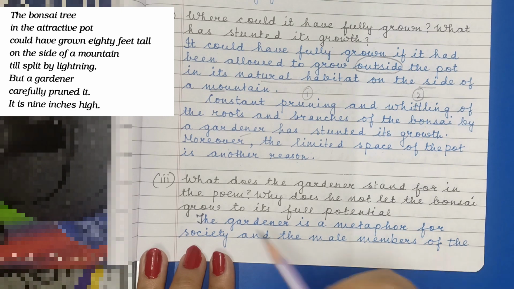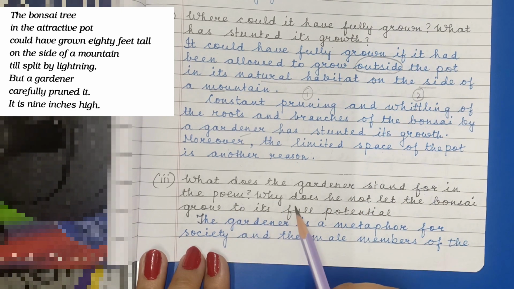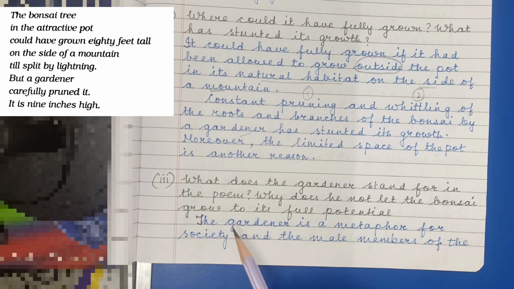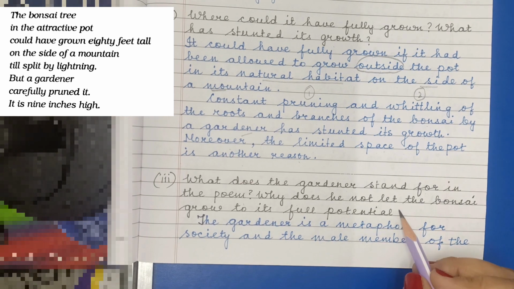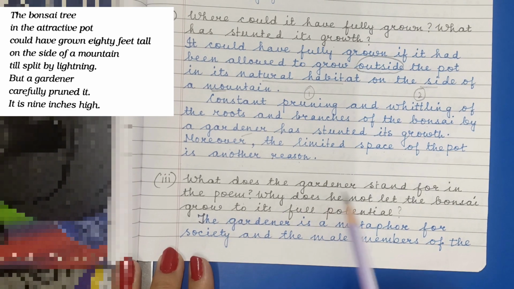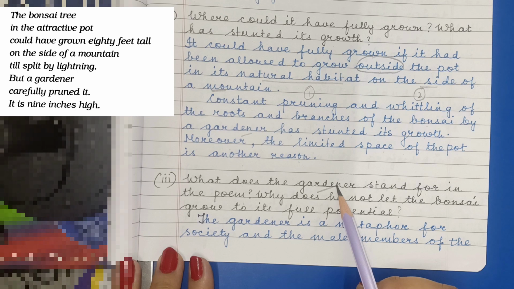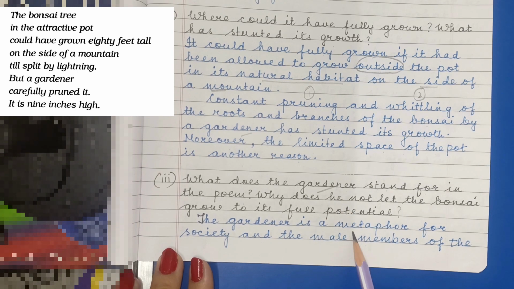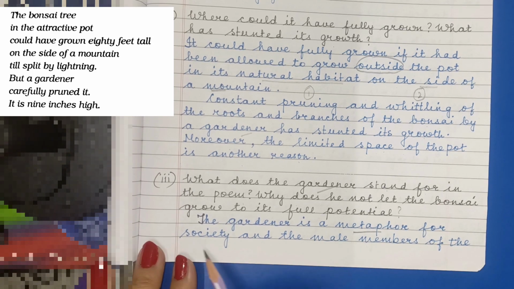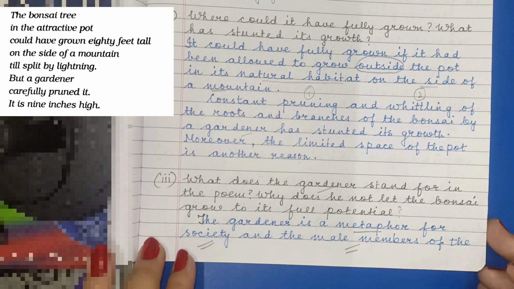After this, question number 3, what does the gardener stand for in the poem? Why does he not let the bonsai grow to its full potential? I'll put a question mark here. What does the gardener stand for? The metaphorical meaning of the gardener. The metaphorical significance of the gardener. The gardener is a metaphor for society, very important, and the male members of the society.